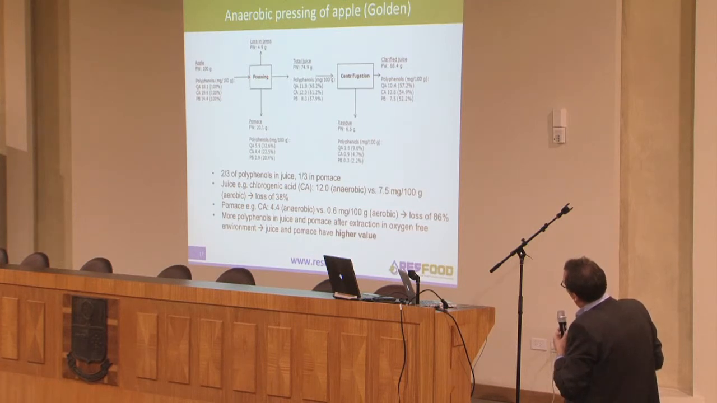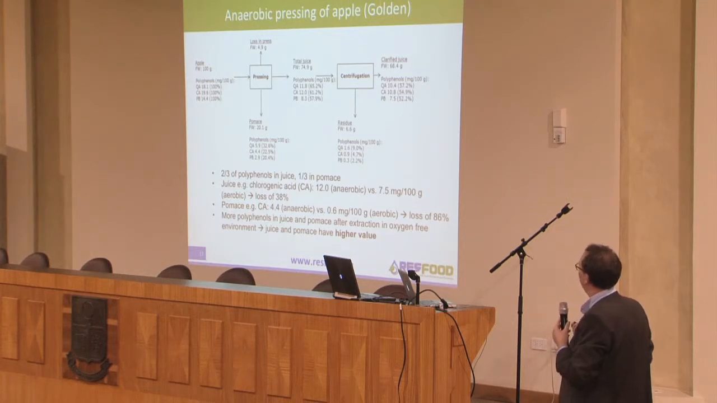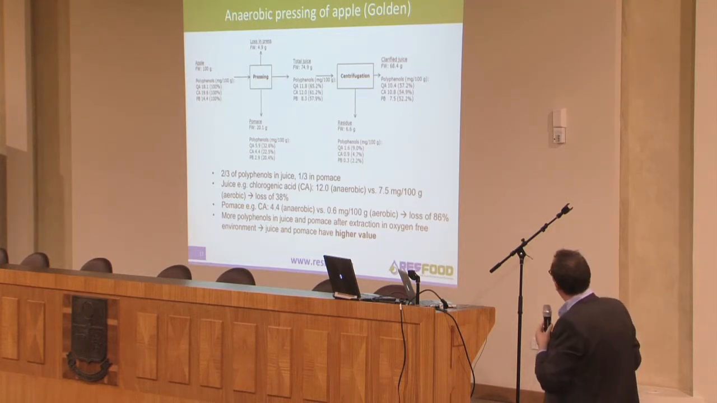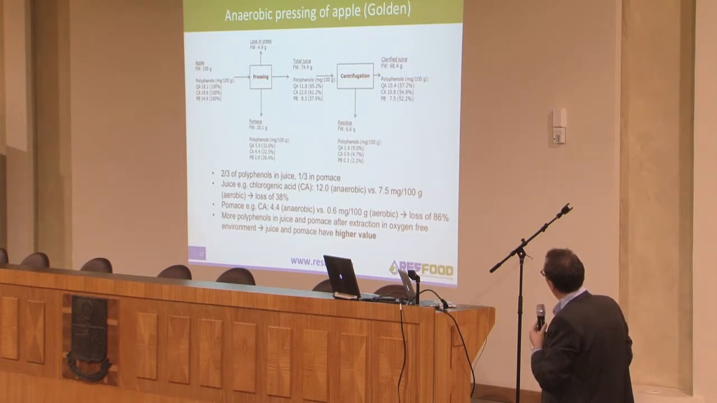This is actually also a very interesting result, I think. We pressed apple in the absence of oxygen, so anaerobic. And the cultivar of apple we use is a very common cultivar in Europe. So we pressed the apple, and the juice contained 75% of the recovery, the pomace about 20%, and we lost about 5% in the press.